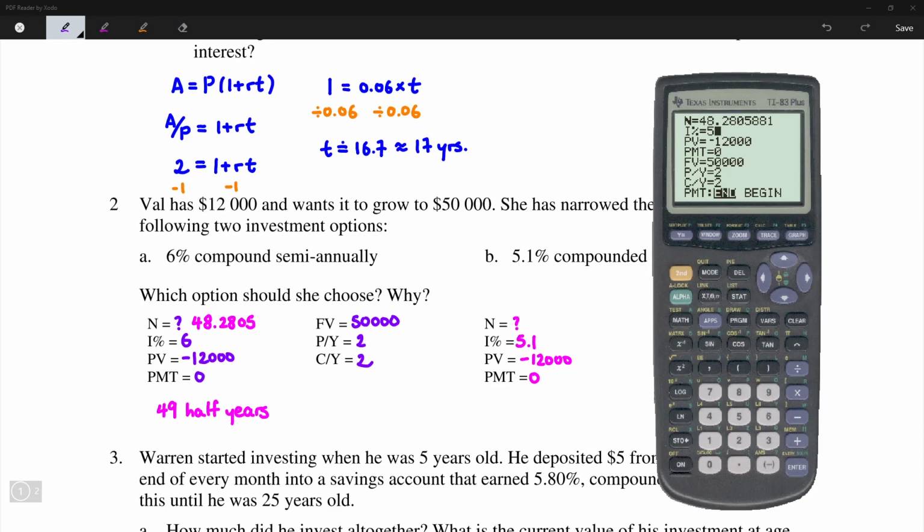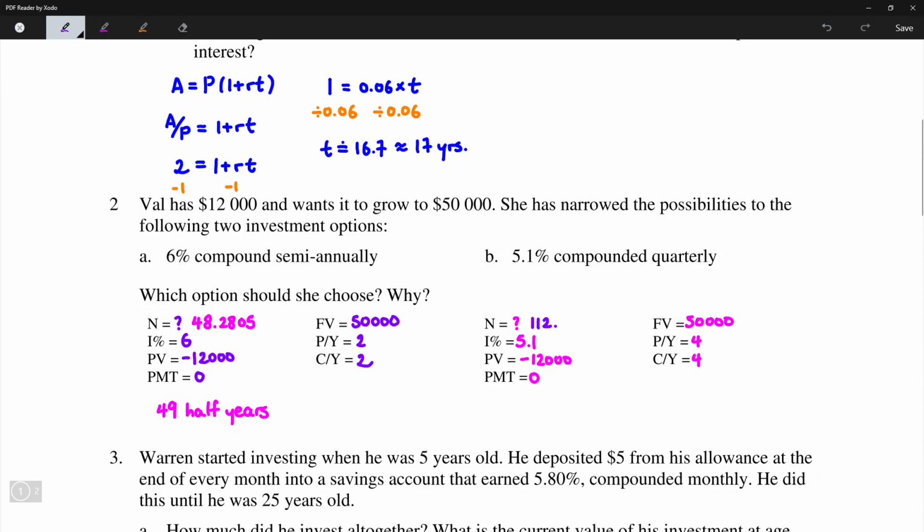So this will be 5.1 instead. And the last two values will both now be 4. And n is going to be equal to 112.6427. And we can round this to be 113 quarters.